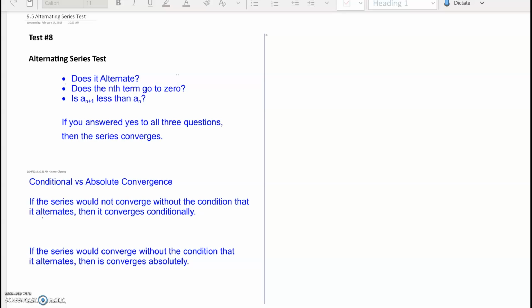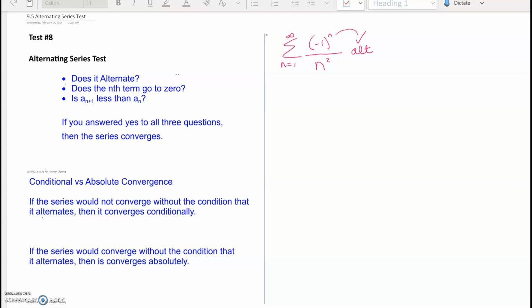So let's take a look at the series n equals 1 to infinity of negative 1 to the n over n squared. Does it alternate? Well, see this negative 1 to the n: when n is odd, we have a negative term. When n is even, we have a positive term. So yes, it indeed alternates. So I want you to say that. I want you to acknowledge that yes, there's something about this that alternates.